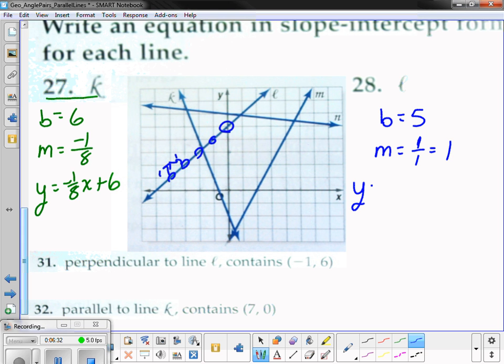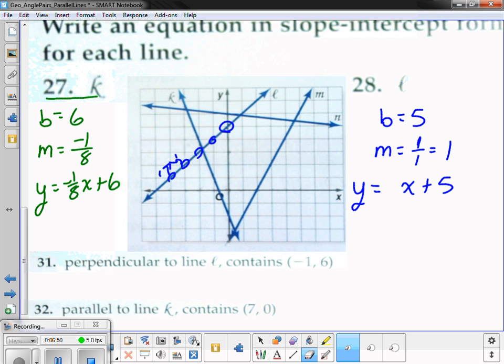So y equals 1x plus 5. Now, had b been a negative number, I would have said minus. Do I have to have the 1 there? No, I don't have to have the 1 there because it's automatically implied in the equation. So y equals x plus 5 is the equation.